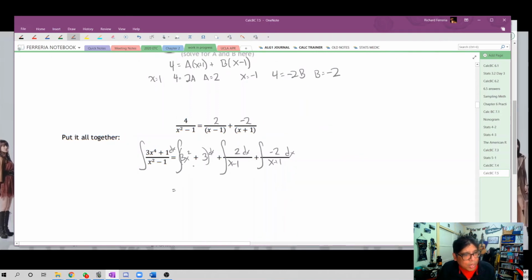This first one here is x cubed plus 3x. This second one here is 2 natural log of x minus 1. This one over here is minus 2 natural log of x plus 1. Then we have our constant. These should be absolute values.